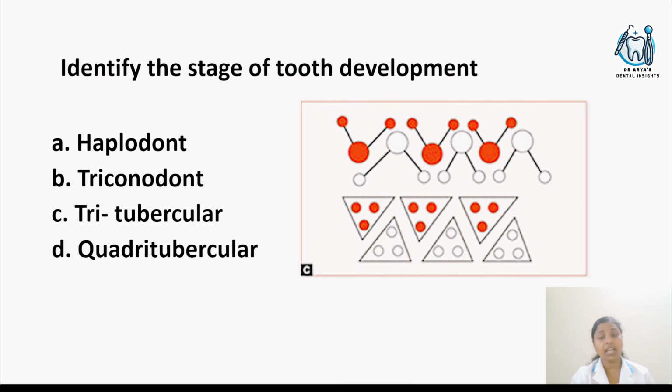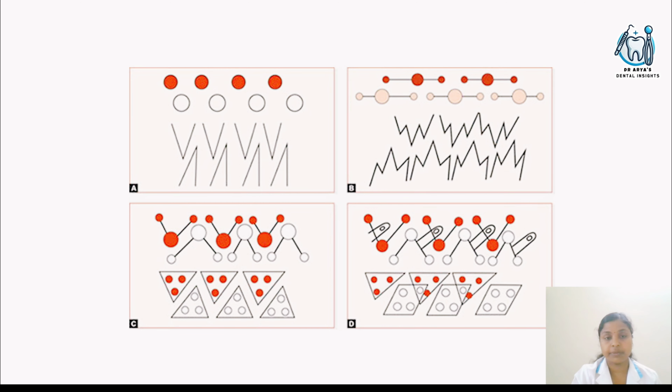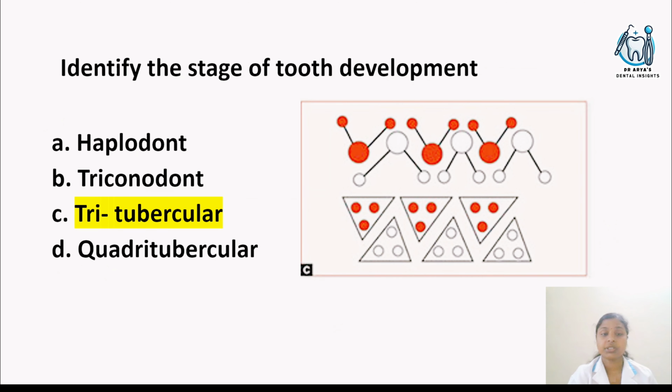That's tritubercular type. Okay, so this is the haplodont, this is a triconodont, and this is a tritubercular class, and this is the quadritubercular class. Okay, so our answer is tritubercular.